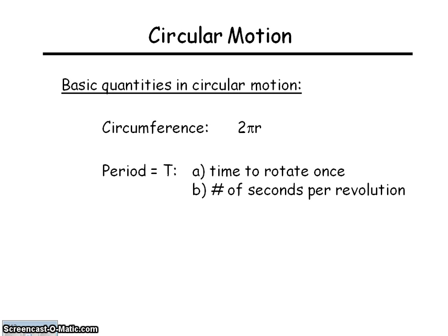In the previous video, I mentioned that the definition of the period in circular motion is the time to rotate once, or the number of seconds per rotation or per revolution. However, it was related to the definition of a period in sine functions and cosine functions. And we can see where that comes in this following image here.